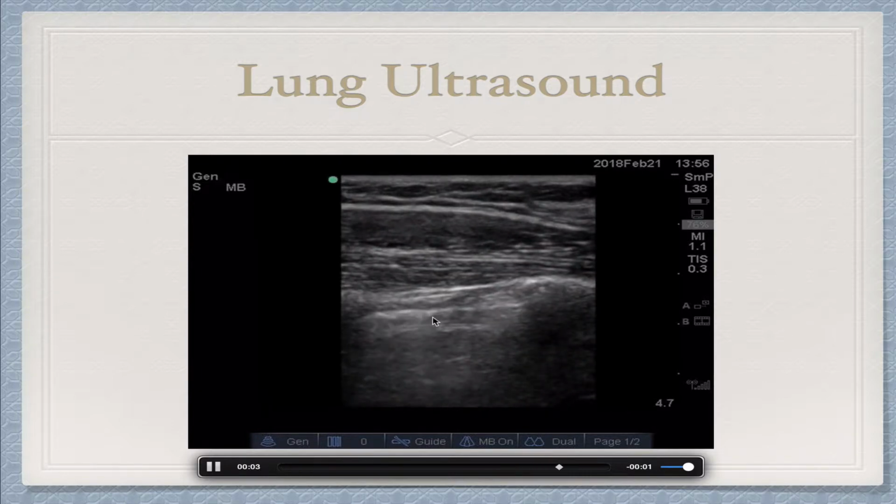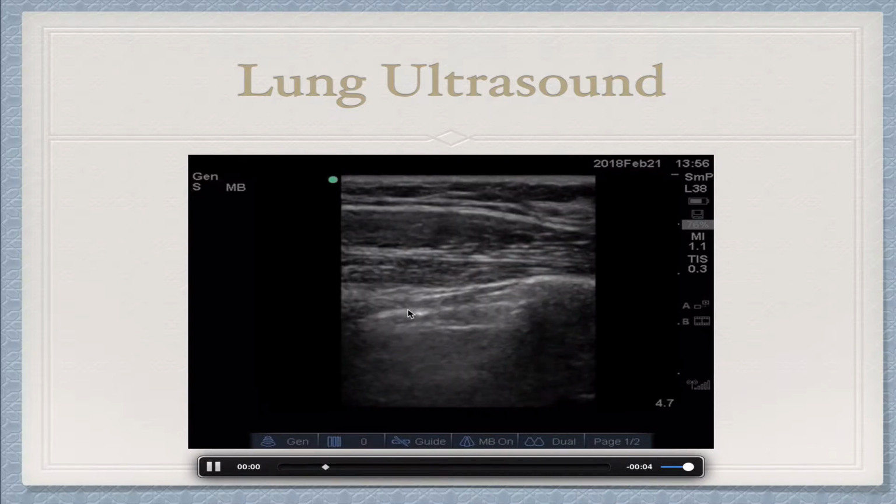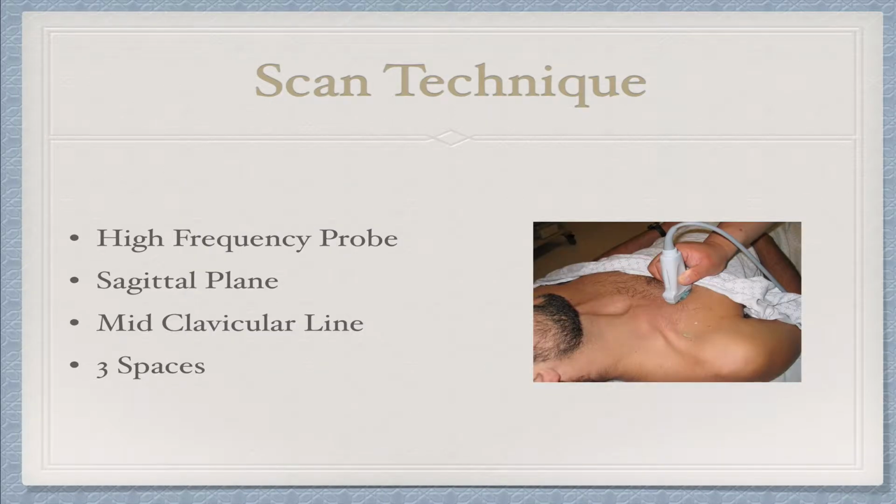And you can see it looks almost like a lizard tongue here. This is what you find at the area where the lung which is collapsed meets the lung which is still inflated. So how do you evaluate a patient for a pneumothorax?